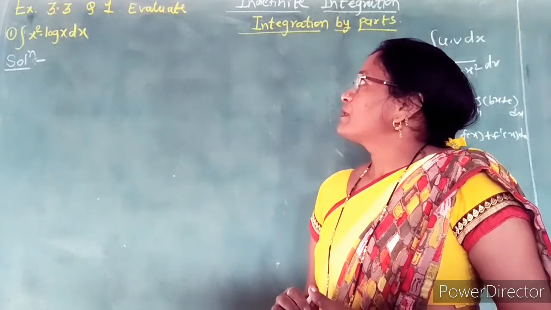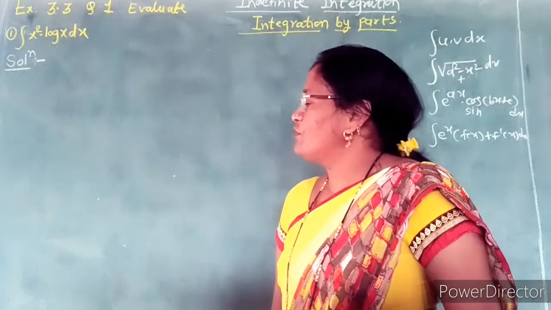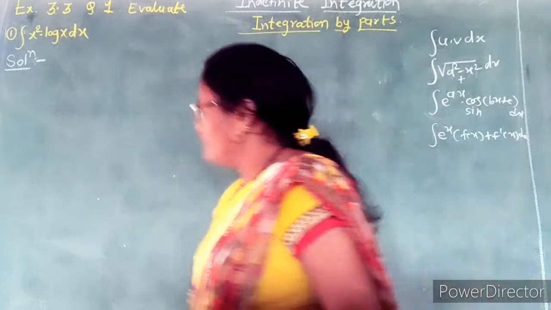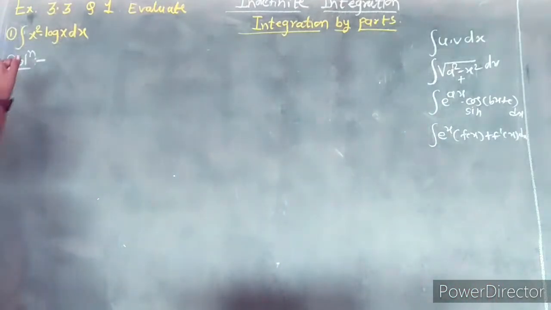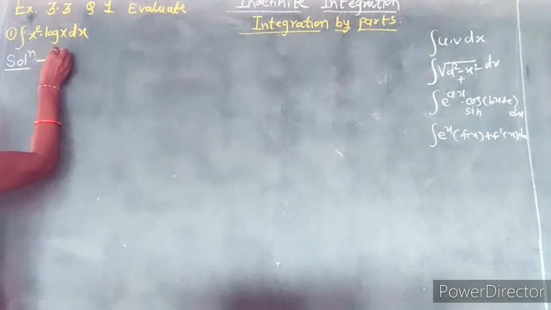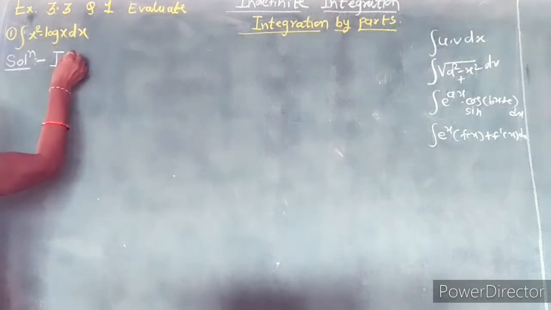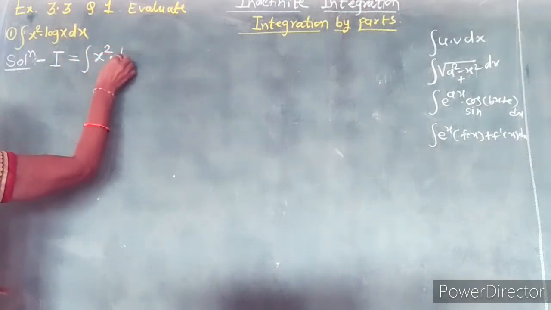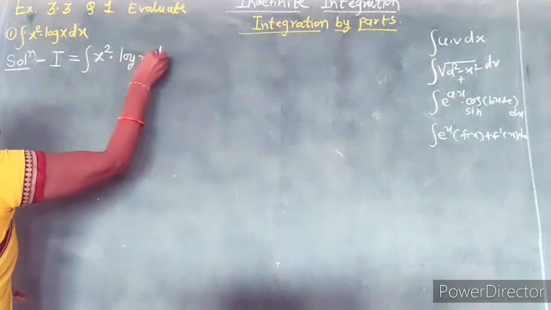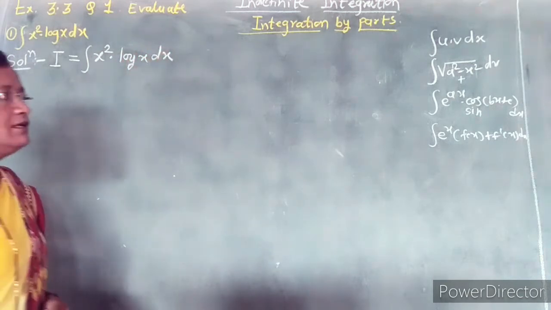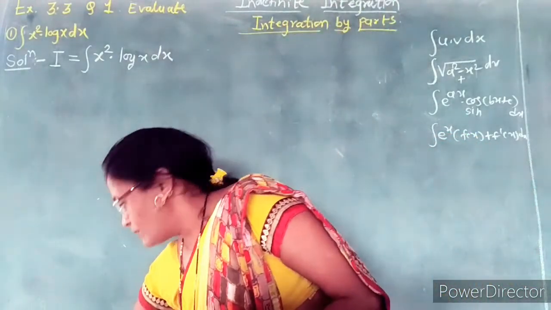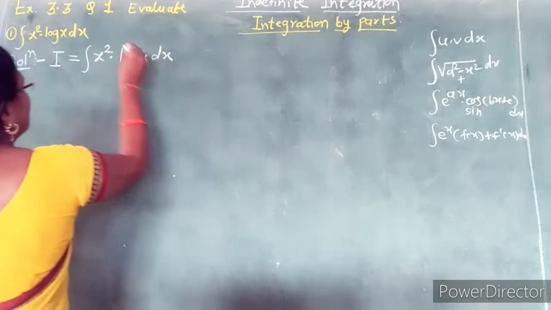First example: use integration by parts for the evaluation of some functions. So we take here the first example, the integral of x square into log x. For this we take the solution as: call the given integral I is equal to the integral of x square into log x dx. By using the LIATE rule, here we can apply the choice of first function.